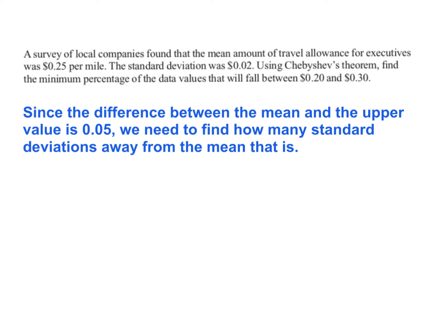Divide by what? By the standard deviation, which is 0.02. So what I need to do is take that difference, that 0.05, that 5 cents between the upper value and the mean, and divide it by whatever one standard deviation is, and that's 0.02. So go ahead and do that division and tell me what you end up getting. 2.5, right? That's 2.5.